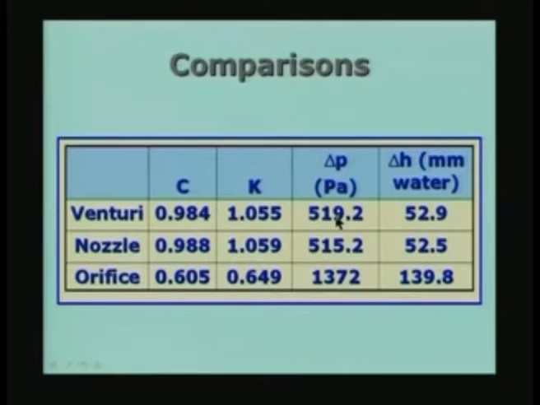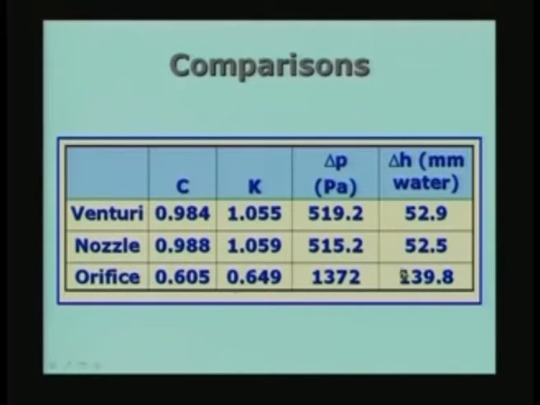You can see that 519.2, which was worked out in example 38, and 515.2 for the nozzle, slightly lower because the value of K is slightly higher, and for the orifice you get the highest value of 1372 pascals. In fact, I convert this to millimeters of water as I indicated. Simply you have to divide by 9.81 and you get 52.9 for the case of venturi, 52.5 for the nozzle, and 139.8 for the orifice plate. So, the orifice plate indeed gives you the biggest measurable effect of delta P.